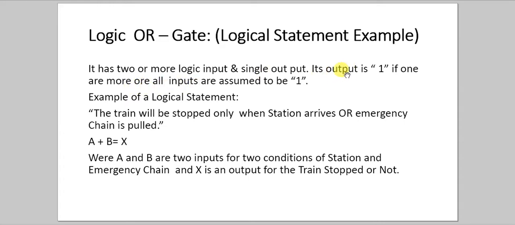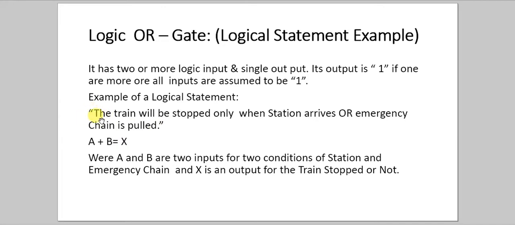That is the mandatory, compulsory condition: the output is 1 only. It will be considered 1 if any one of the inputs is 1, or if all of its inputs are equal to 1. So let's take an example of a logical statement. Now let's take this beautiful example. Let's say the train will be stopped.